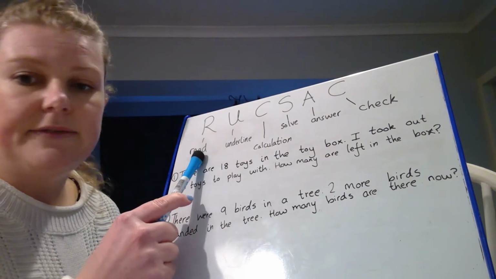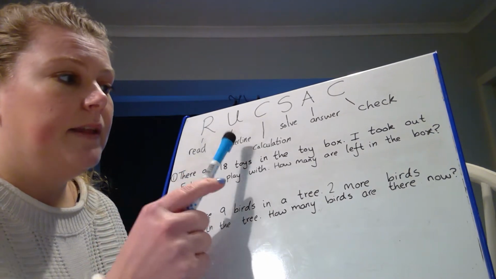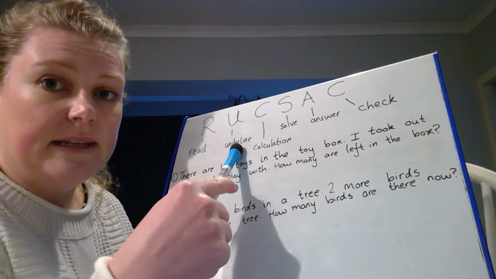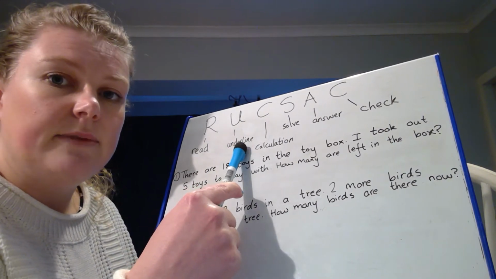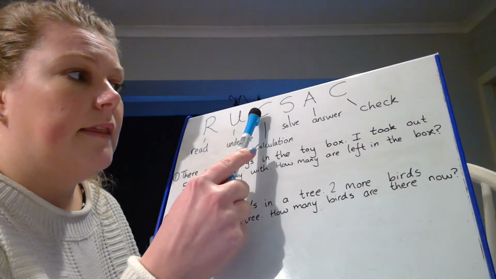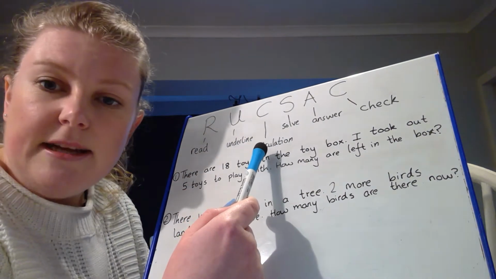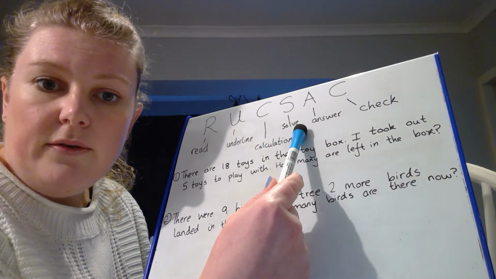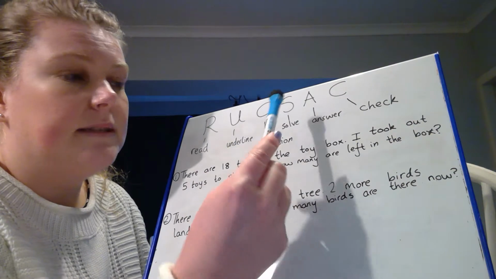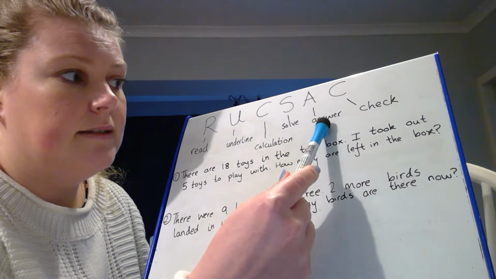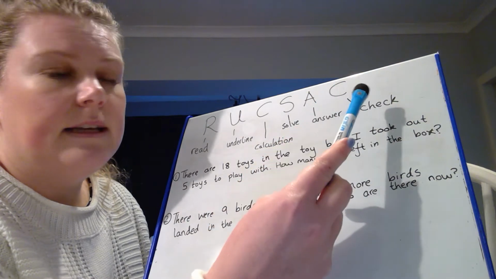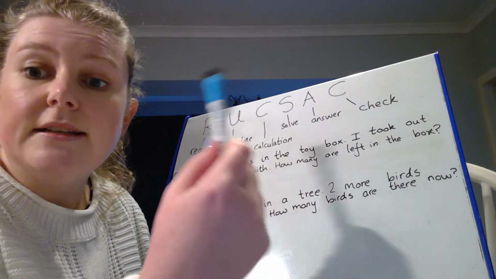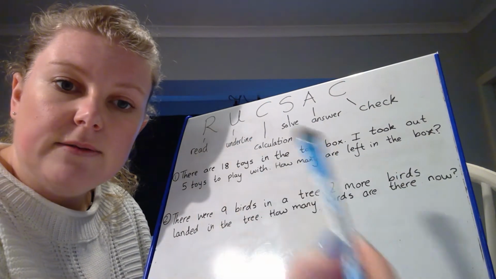The R stands for read. It's very important to read the word problem. And then the U stands for underline, where we underline the important parts. So that's usually the numbers, and then we need to look for a special word which tells us if we're going to be adding or taking away. Then the C stands for calculation, which just means number sentence. We've got to find the hidden number sentence. And then this S stands for solve. Okay, we need to find the answer to that number sentence, which is our next letter, the A for answer, so those come together. And then the final K is for check. We need to check that the answer makes sense. So remember, if we're adding, the answer is always going to be bigger, and if we're subtracting, the answer is always going to be smaller.